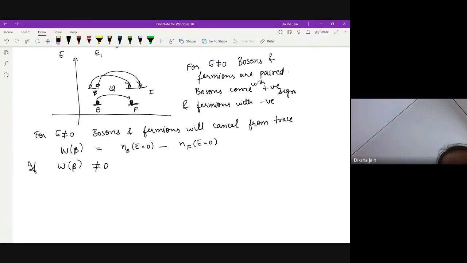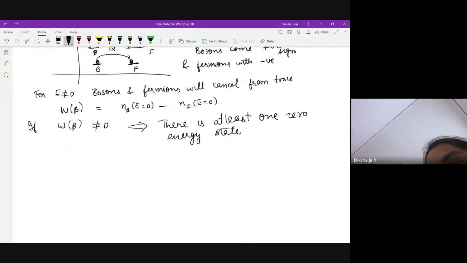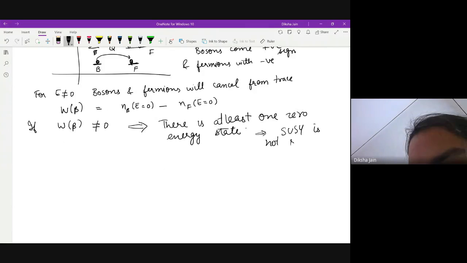If the Witten index is non-zero, then this implies that there is at least one zero energy state. There can be more, but at least one. If there is at least one zero energy state, that will be the ground state. Hence the ground state will have zero energy. Since the ground state will have zero energy, supersymmetry is not spontaneously broken. This is what we concluded, no?